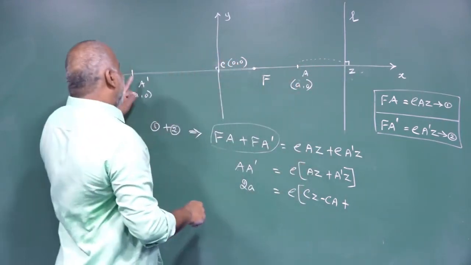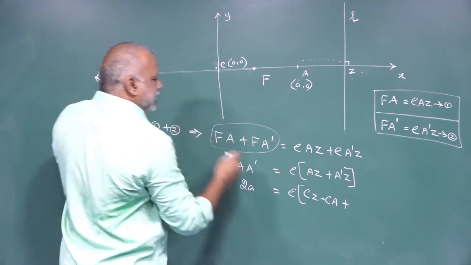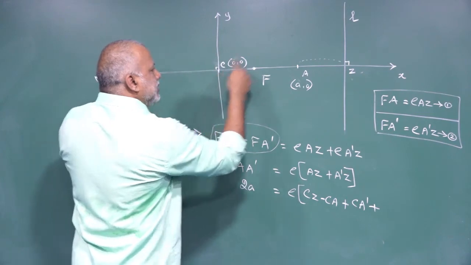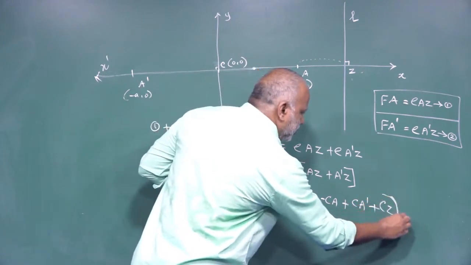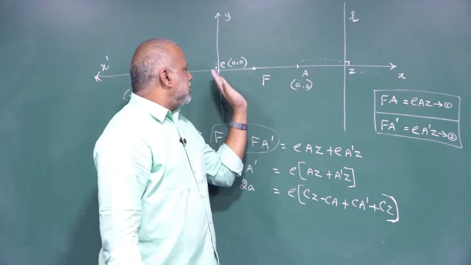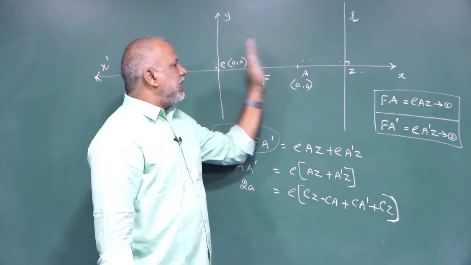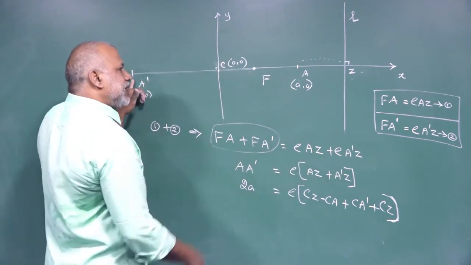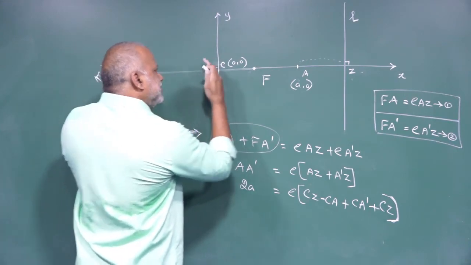In the same way, A dash is here, Z is here. This value can be written as CA dash plus CZ. I can write like this. These two values, in terms of C, I can write this AZ. See this AZ, from the origin, I need this value CZ minus CA, then AZ we are able to work out. In the same way, A dash is here, Z is here. In terms of C, I can write CA dash plus CZ.